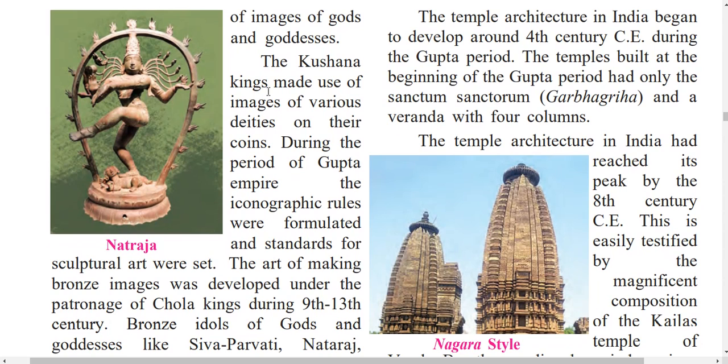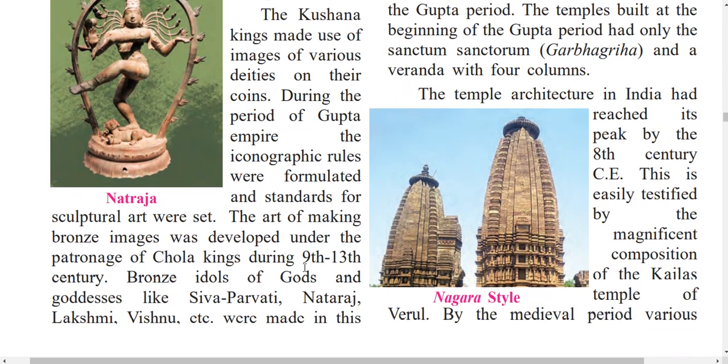The Kushana kings made use of images of various deities on their coins. During the period of the Gupta Empire, the iconographic rules were formulated and standards for sculptural art were set. This is Nataraja.